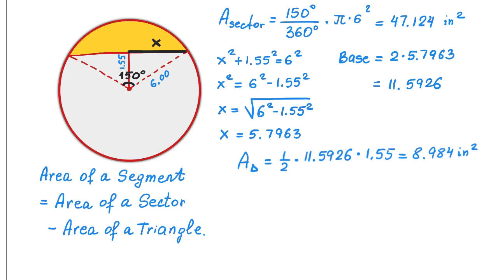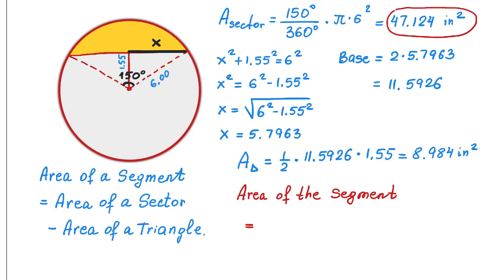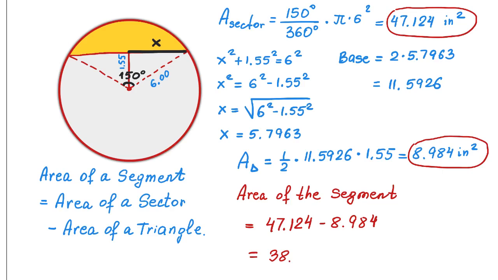Now, to find the area of the segment, we will subtract the area of the sector minus the area of the triangle. The area of the sector is 47.124, and the area of the triangle is 8.984. If we subtract these two numbers, and let's say if we want to round this to one decimal place, then the result will be 38.1 square inches.